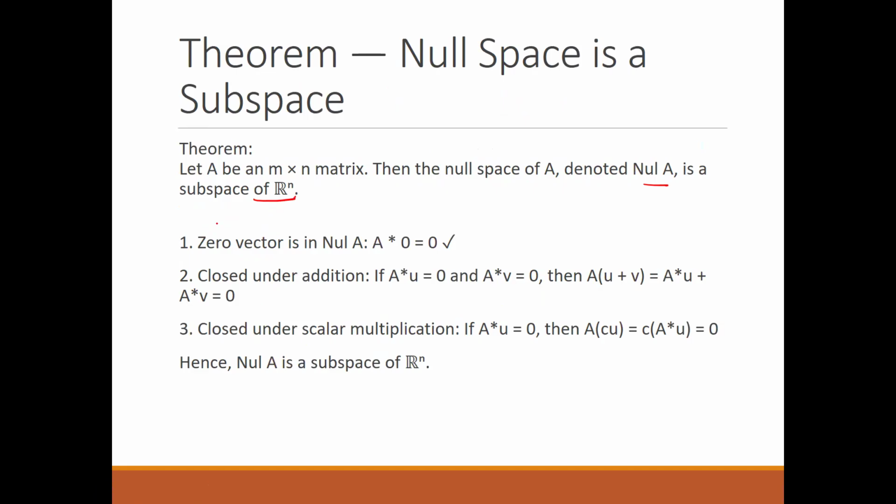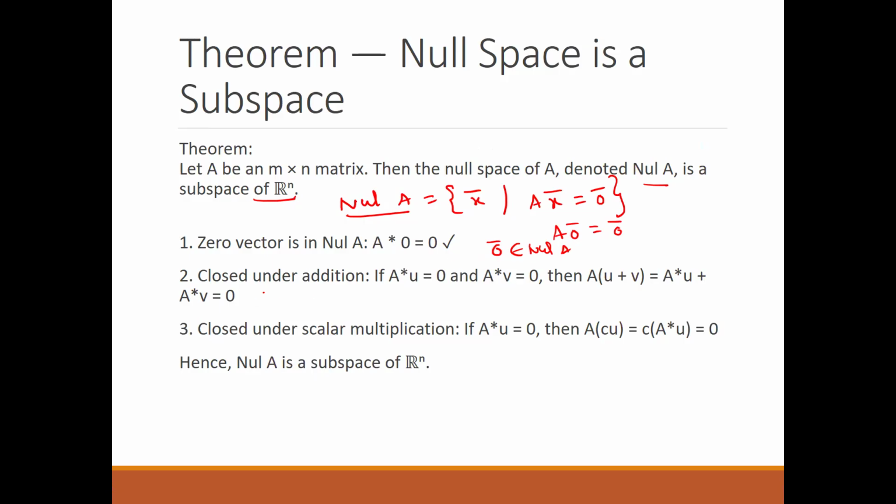So first we see whether the zero vector belongs to null A or not. By the definition, null A is the set of all x bar such that Ax bar = 0 bar. So null A contains all vectors x such that Ax bar = 0 bar. You all know that A times 0 bar is equal to 0 bar. Therefore, by the definition of null A, 0 bar belongs to null A.